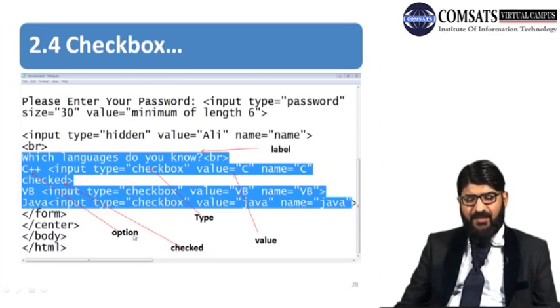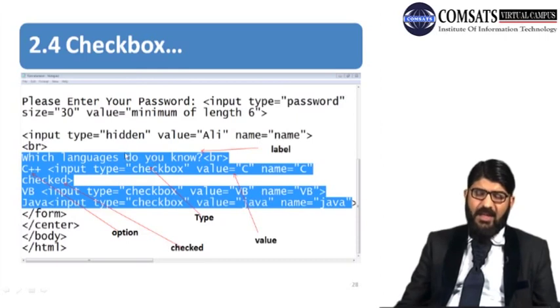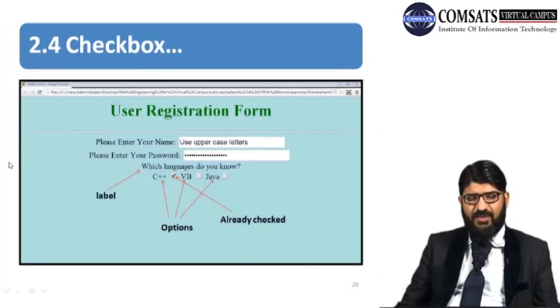So these are the options that are provided, and checked means the value will be checked, and this will be the type, and this will be the value, and this will be the label for the checkbox options. So now see what will be the output of this code in this way. Which language do you know? This is the label. These are the options provided, and if you consider, this checkbox is already checked by default, and these are different options.